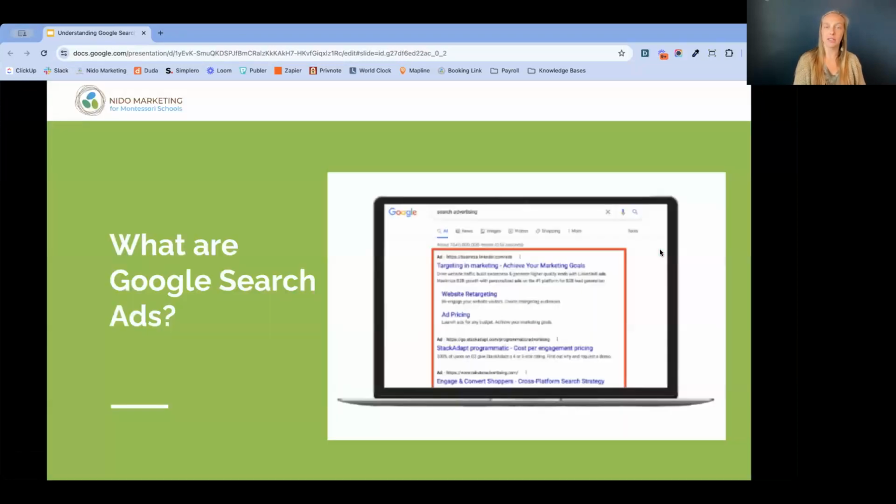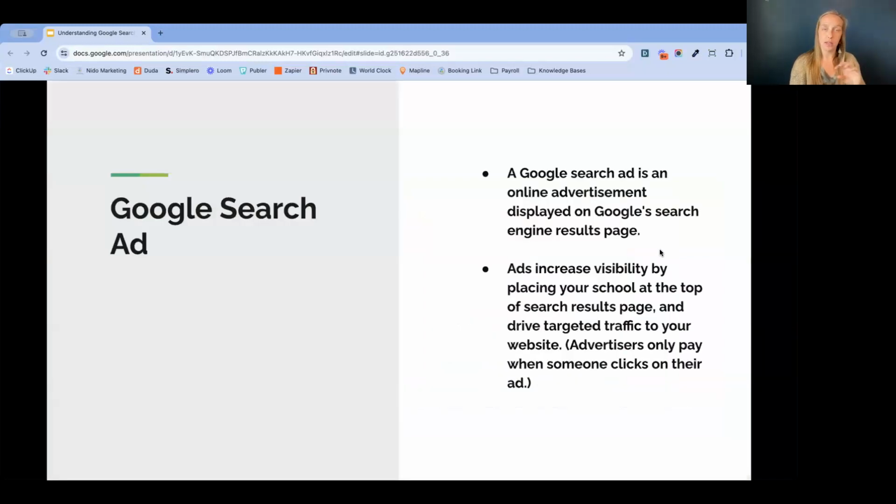So what are Google search ads? Based on this picture, this is what they are. We at Nido Marketing run Google search ads. This means that when someone is searching for something, your ad's going to show up. So look at this picture. You may have been searching for other things on Google before and seen that little ad or the little sponsored label. That is what a Google search ad is.